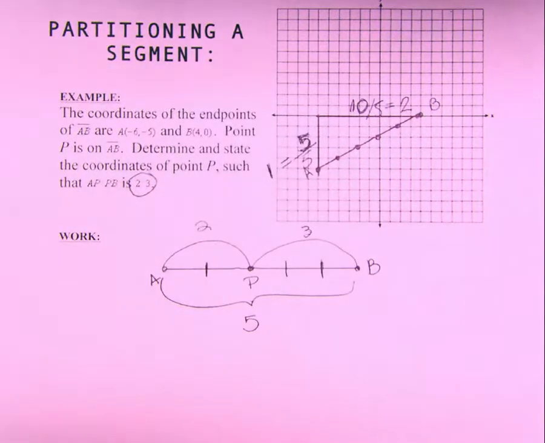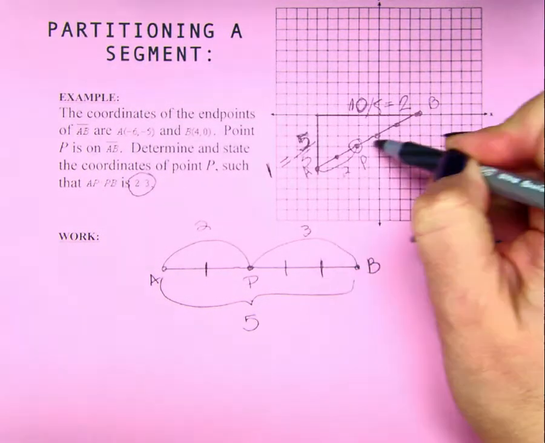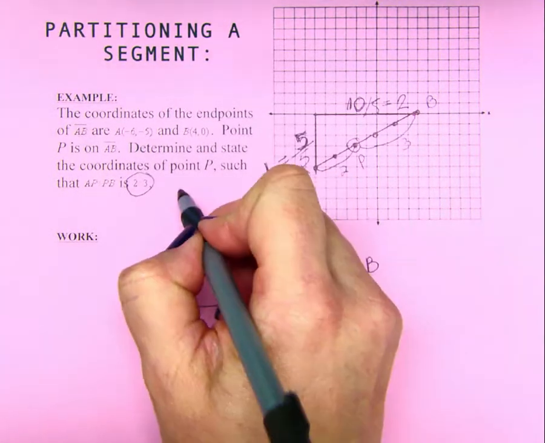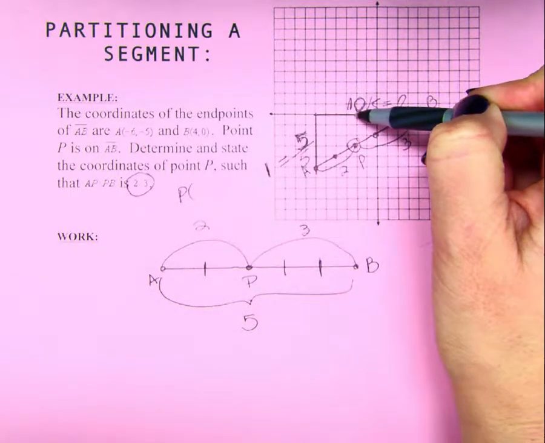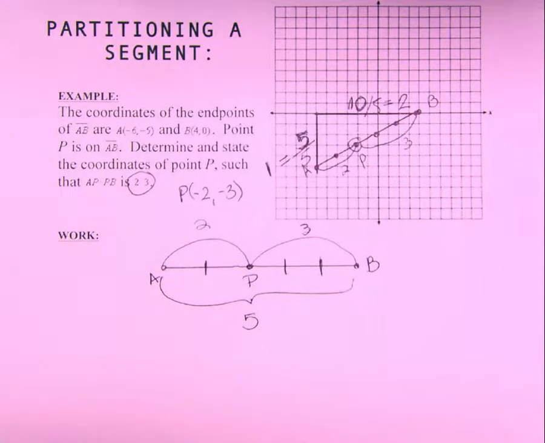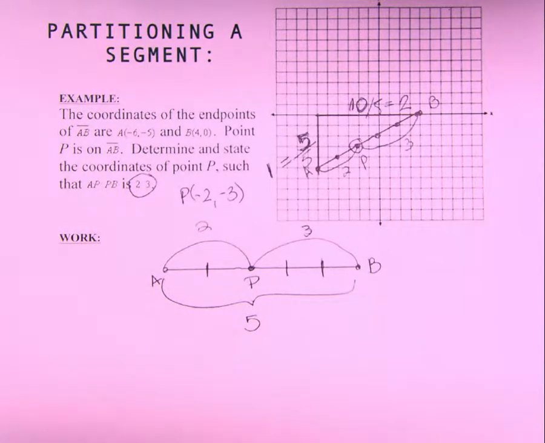Now I need to find the point P, which is going to separate that line segment so that I have 2 equal parts on one side and 3 equal parts on the other side, and that's going to be this point right there. That's going to be point P. There are 2 equal sections on one side and 3 equal sections on the other side. So it does say determine and state the coordinates of point P. So the coordinates of point P are going to be -2, -3. All right, and so that's how you partition a directed line segment. So you want to break it up into the total number of equal pieces based on your ratio, and then find the point on that segment that will break it up into that ratio.